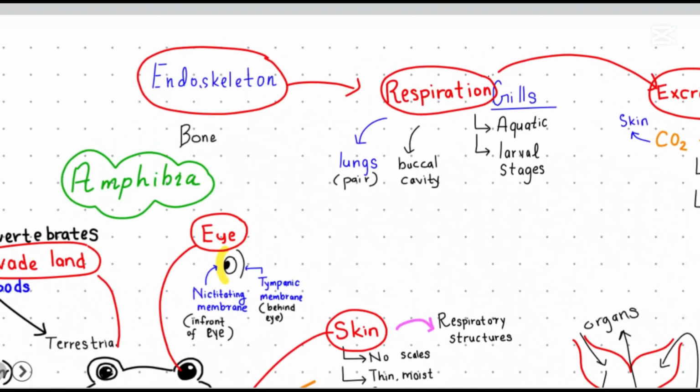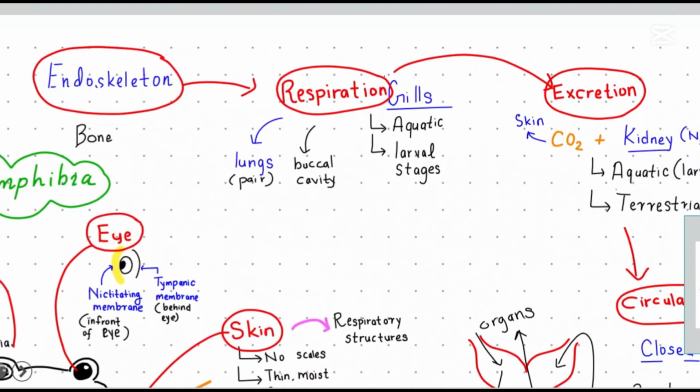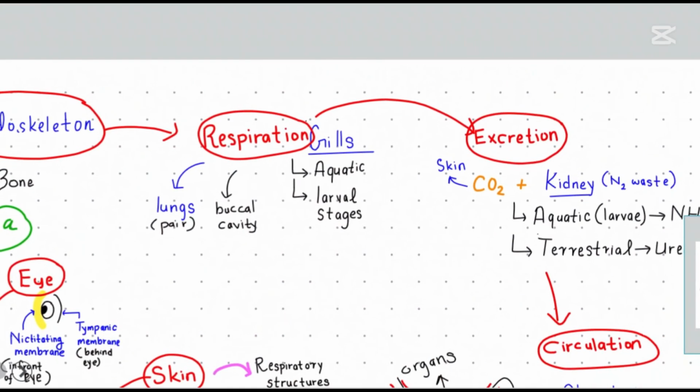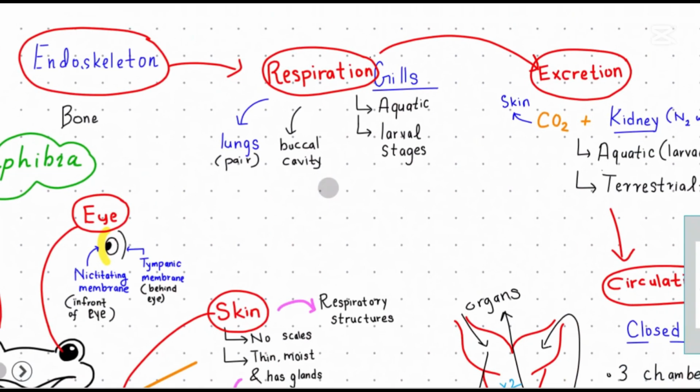They have an endoskeleton composed of bones. And then when it comes to respiration, we already spoke about respiration through the skin, right? So then you can speak about the gills. Gills are being used by aquatic forms and also by larval stages. So aquatic adults and larval stages are going to use what? The gills. In addition to the gills, we have the skin, the buccal cavity, that's the mouth, and also the lungs. They have a pair of lungs for respiration, specially.